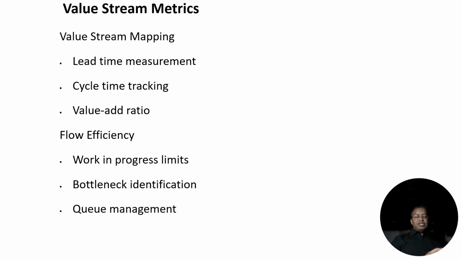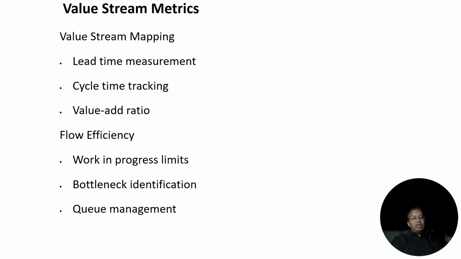So, what do agile leaders do when they're actually heading a particular project? One very important thing that they also take care of is value stream metrics. Value stream metrics is an important aspect of making sure your project is able to do what it is supposed to do. It is a lean management technique that visualizes the flow of materials and information through a production process. It is used to analyze, design, and improve processes, and an agile leader does that, especially with taking care of lead time measurements, cycle time tracking, and the value add ratios.